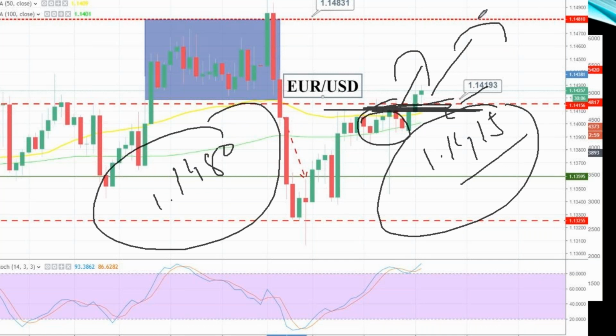And by the end of the day, if market manages to stay below 1.1480, I will be looking forward to take a sell position here. Right. On the other hand, below 1.1415, we can expect market to go after 1.1360.